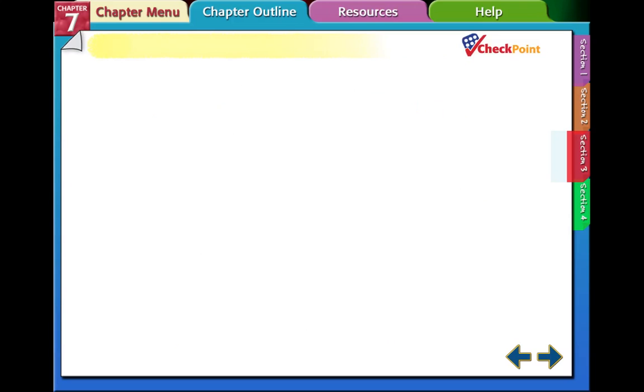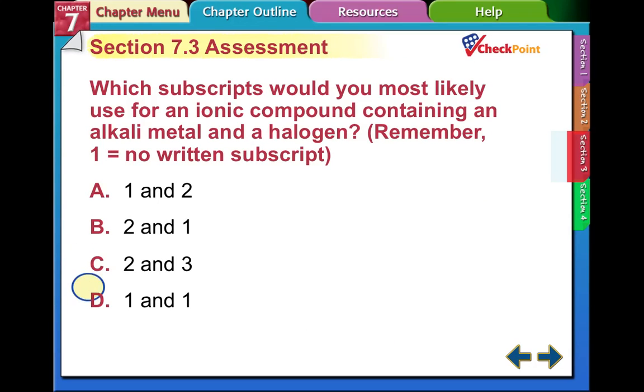Let's do your quiz questions here and then get to some of the worksheets. Which subscript would you most likely use for an ionic compound containing an alkali metal and a halogen? Next question.